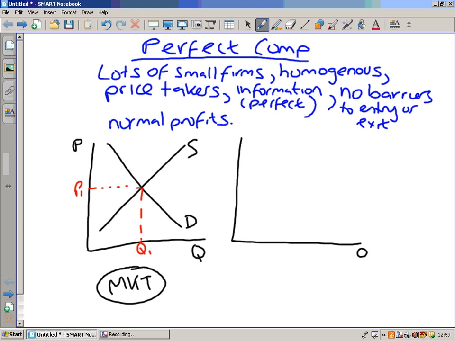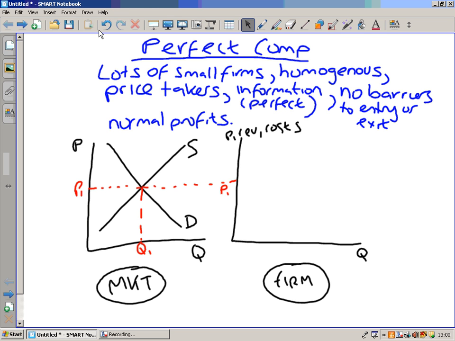Alongside this, we draw the situation for the firm. So this is the firm diagram. This is one of the businesses that operate in perfect competition. Now, as we said previously, a firm in perfect competition is a price taker. That means they have to charge P1 for all the products they sell. If they try and charge more, customers go elsewhere. In a minute we'll see why they can't charge below P1.